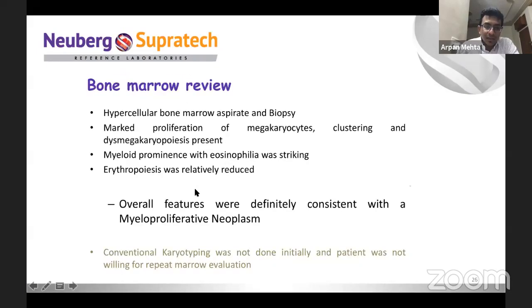So this was the history. An expert hematopathologist reviewed the case and overall features were definitely consistent with a myeloproliferative neoplasm, but BCR-ABL1 was negative. Also, conventional karyotyping was not done initially and the patient was not willing for a repeat marrow. So he gave me a call and NGS was ordered.